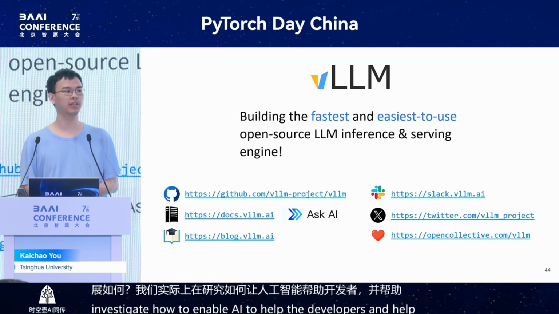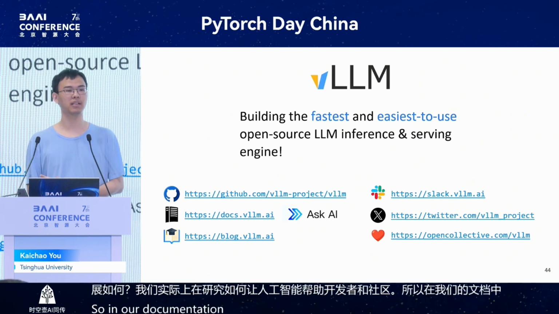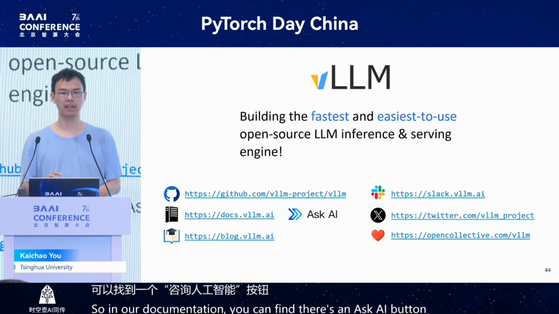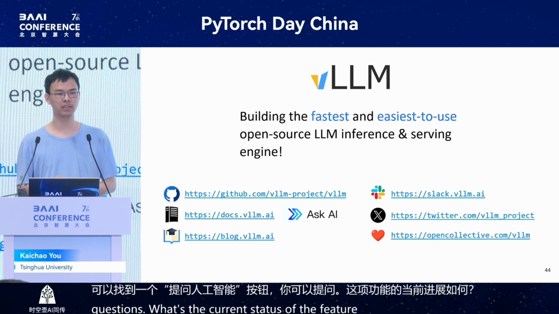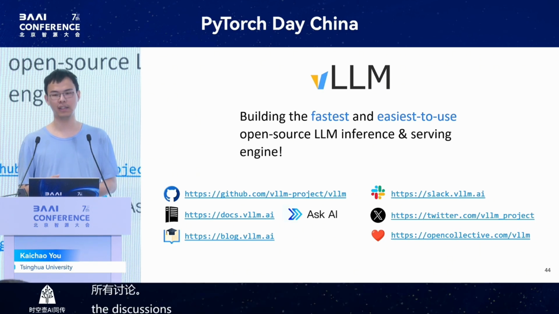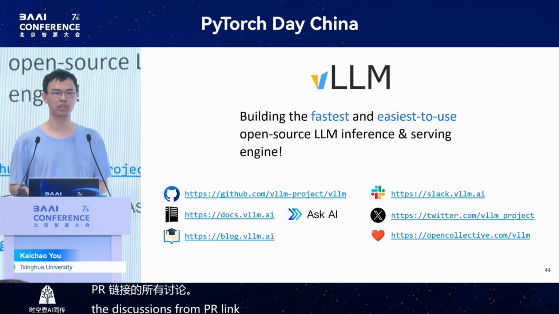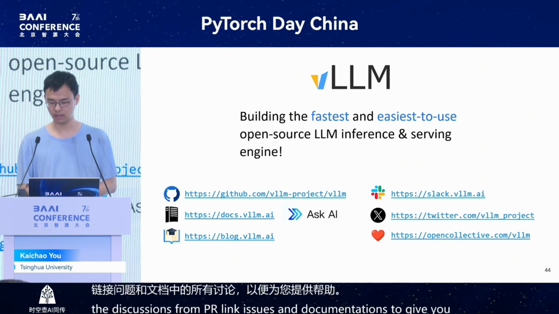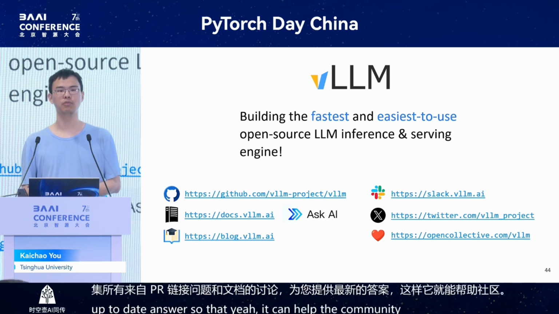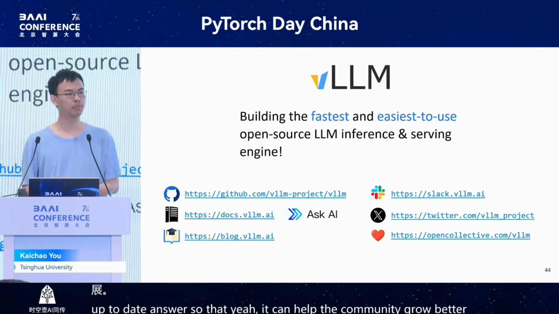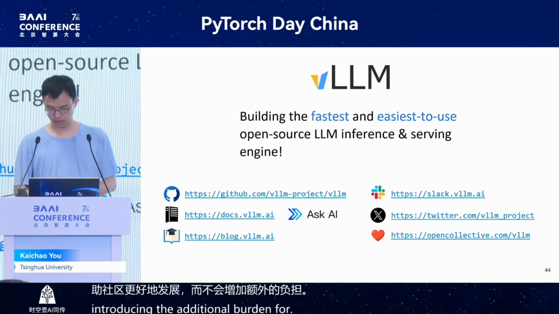In our documentation, you can find there's an Ask AI button. You can ask questions like what's the current state of feature support, and it can gather all the discussions from PRs, issues, and documentation to give you the most up-to-date answer. So that it can help the community grow better without introducing additional burden for the developers. And yeah, I think that's pretty much it.